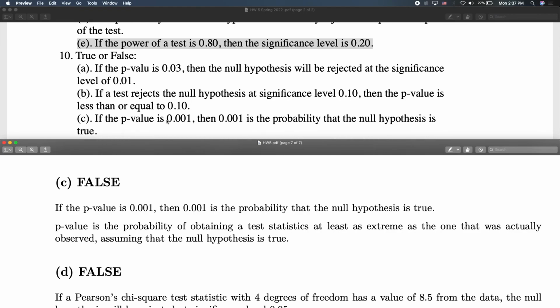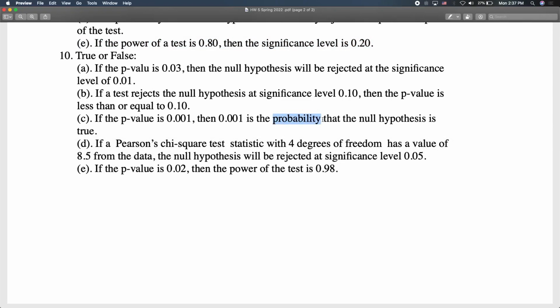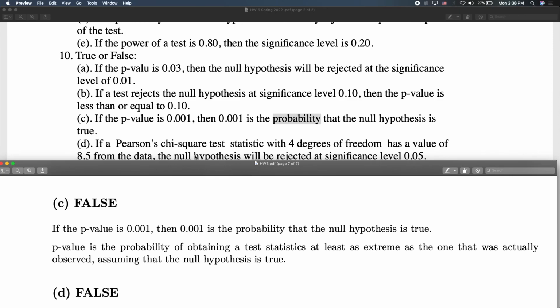And for part C, the p-value is 0.001, and that is the probability that the null is true. So again, to me, it doesn't make sense, and it's also false.